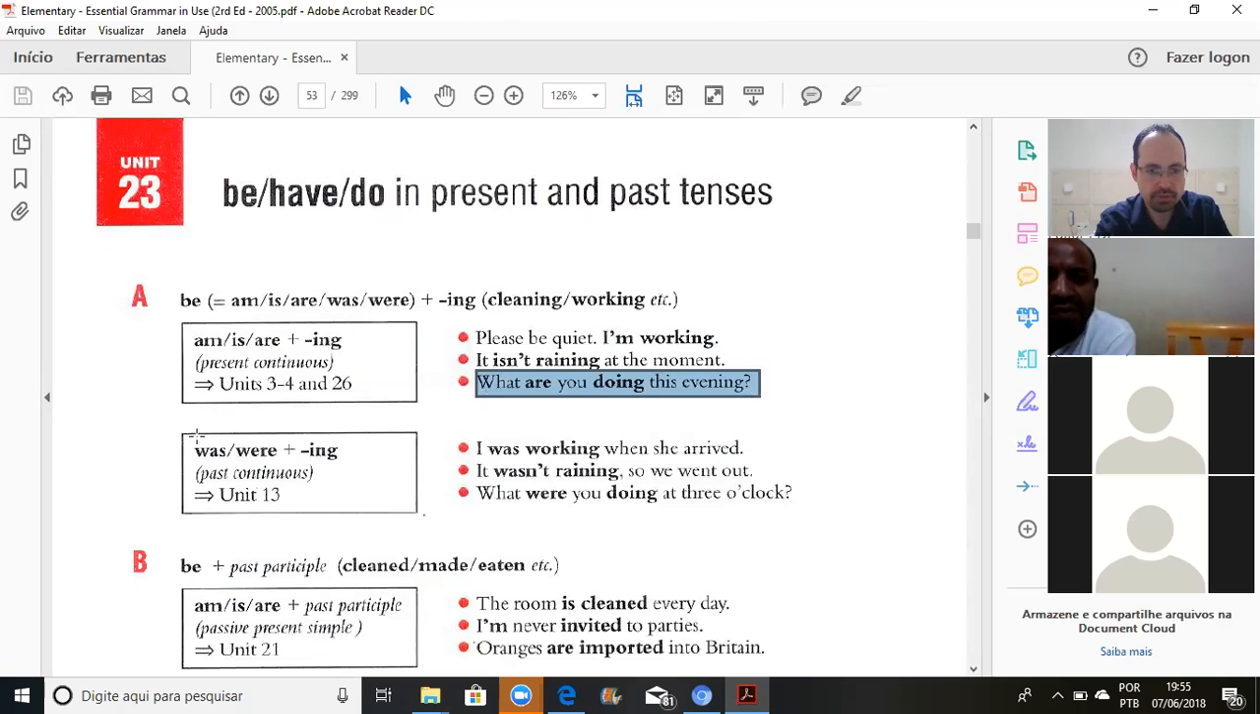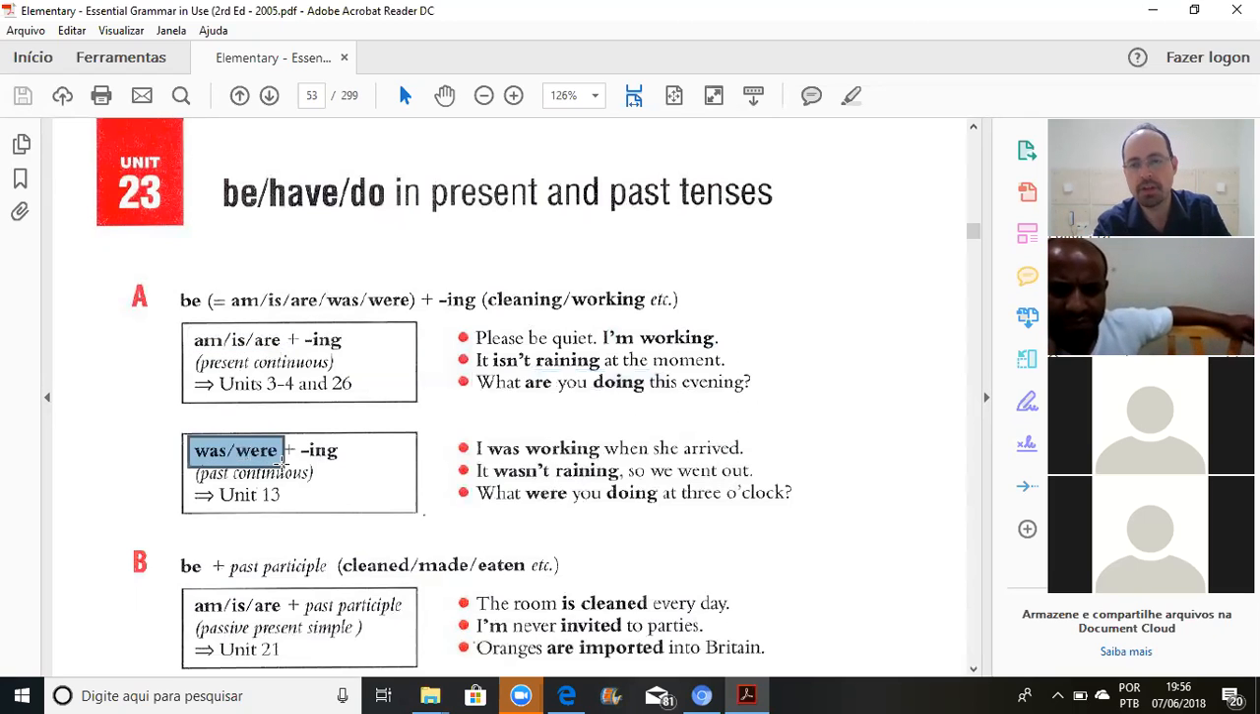Also, if you use the verb to be in the past, okay? Josemar says that here am, is, are. I use the verb am, is, are to refer to something in the present, and I use was and were to refer to something in the past. So I can use was or were plus ing, okay, to express what? What do we have here? Past continuous. Very good.